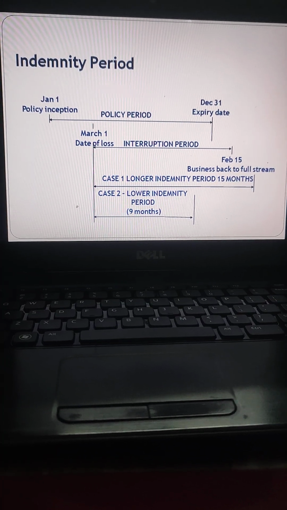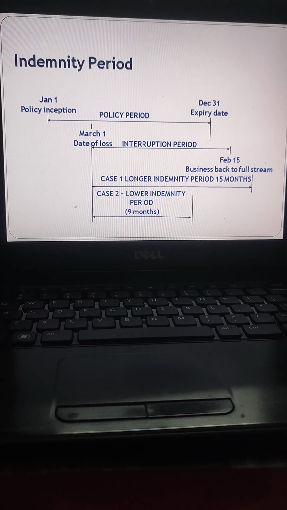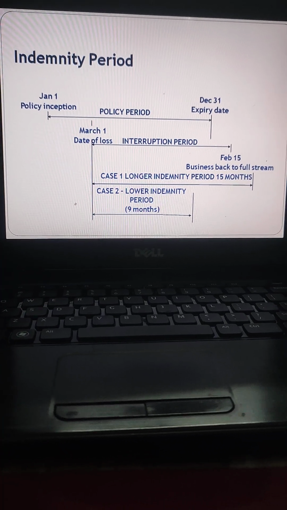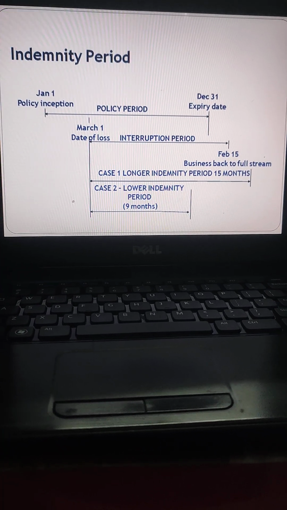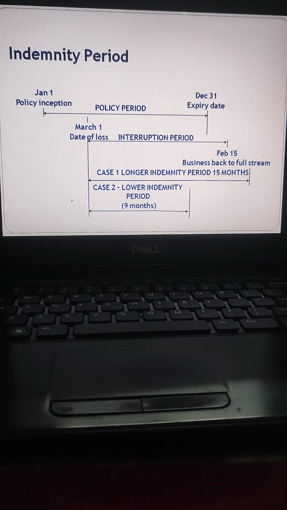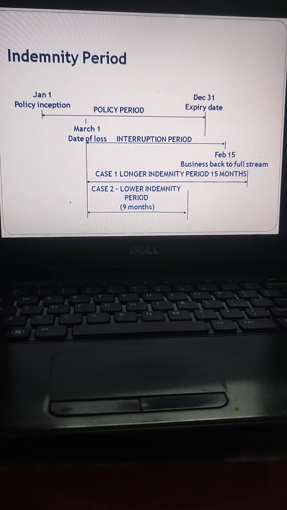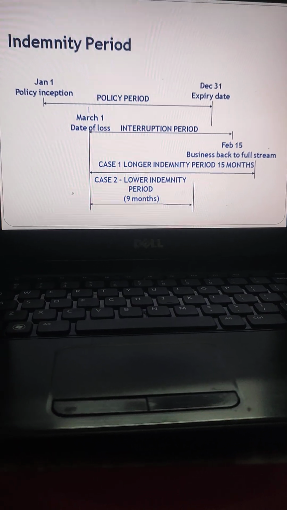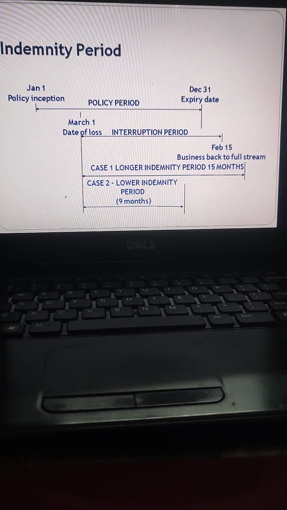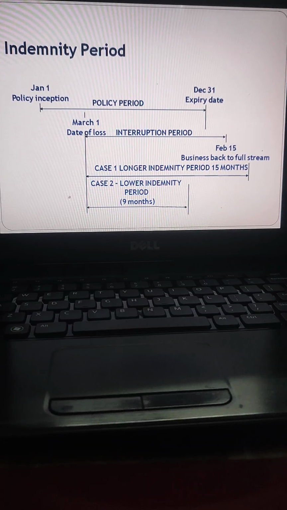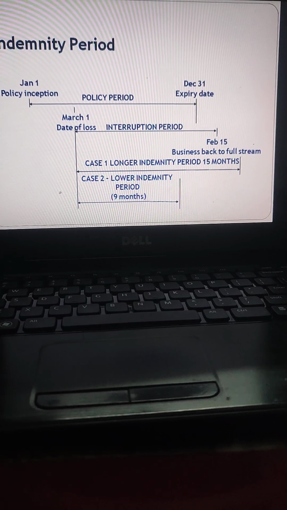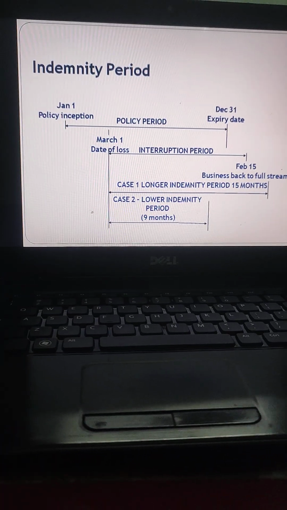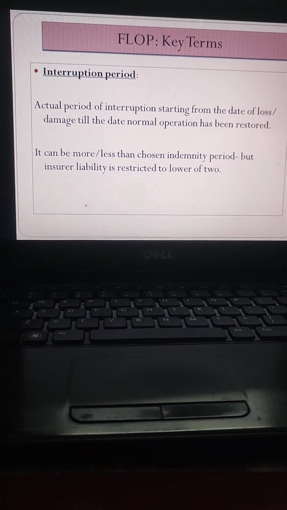Say January 1st to 31st December, there is a policy inception date, and 31st December is the expiry date. This is policy period. Now, say suppose on March 1st, that is date of loss, the interruption period starts up to February 15. And then on February 15, business comes back to the full steam. So case 1 is longer indemnity period of 15 months, case 2 is lower indemnity period of 9 months. This is the case of indemnity period.